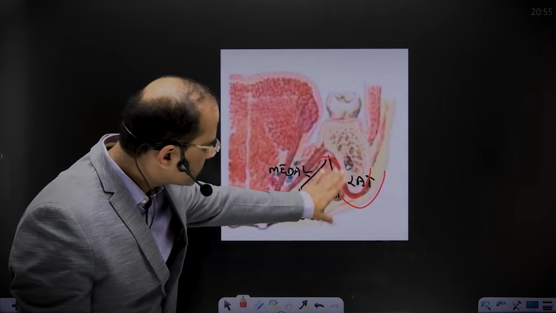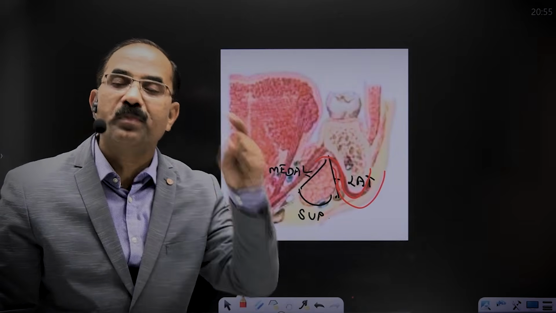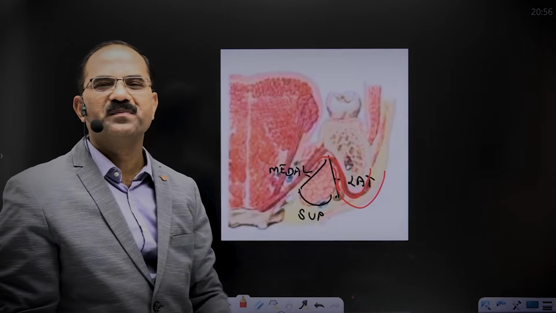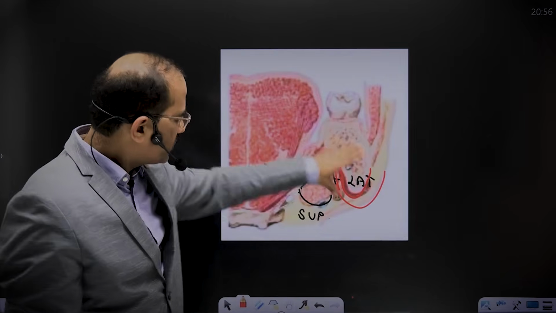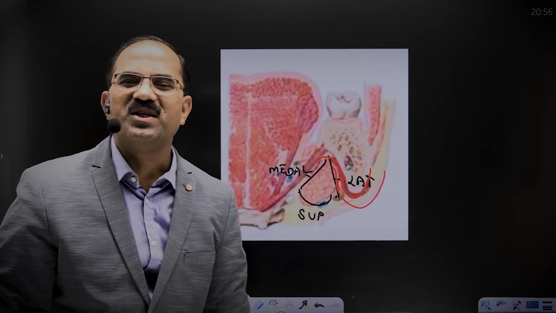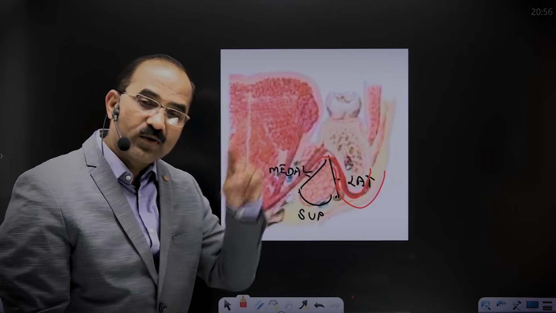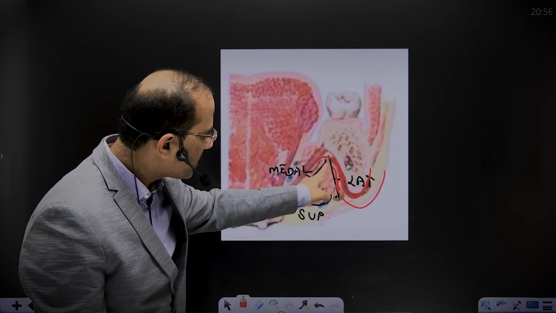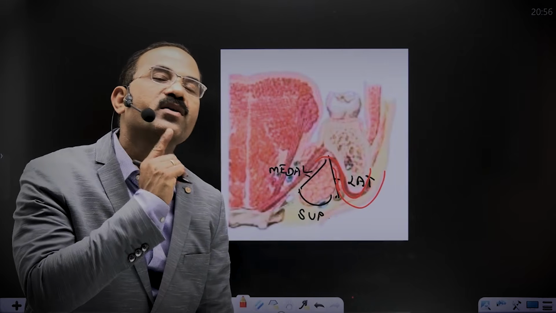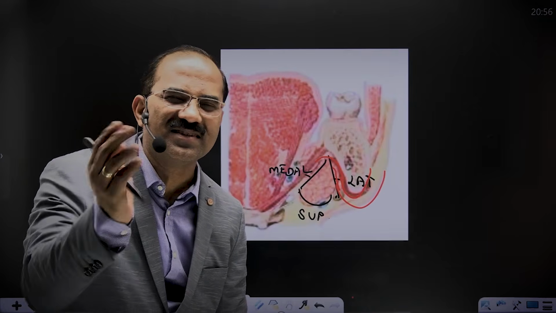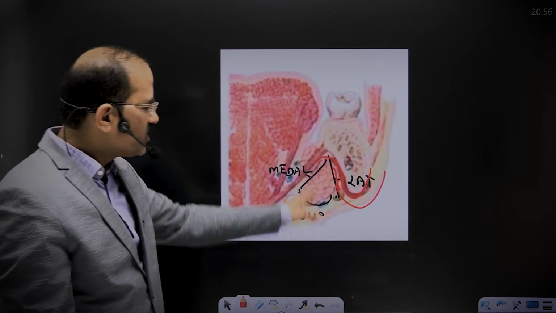So the lateral surface of the submandibular gland would be related to the mandible. It would be related to the facial artery. We're talking about the superficial part of the gland. You're following this? The lateral surface would be related to the mandible and the facial artery. The facial artery winds around the gland and then comes here on the anterior border of masseter. That's the facial artery.